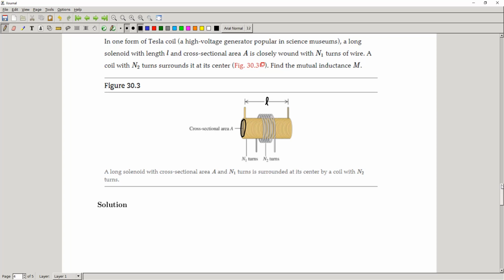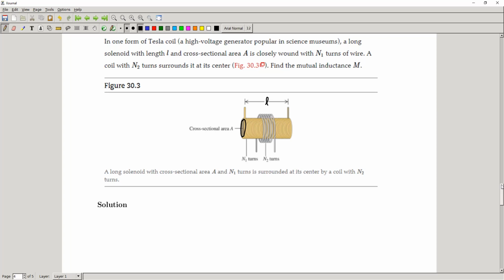Okay, so we definitely have mutual inductance here because if we run current through either of these, we definitely have magnetic field being produced, and that magnetic field runs through the other coil, right? So we definitely have magnetic flux through whichever coil if one of them is having current run through it, right?